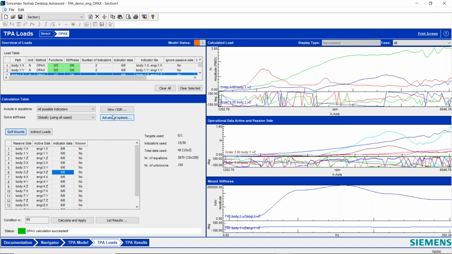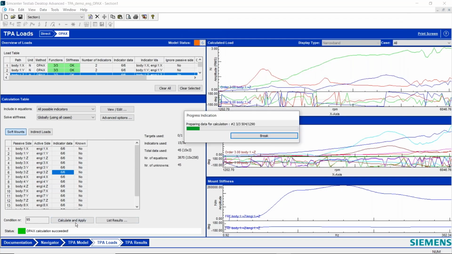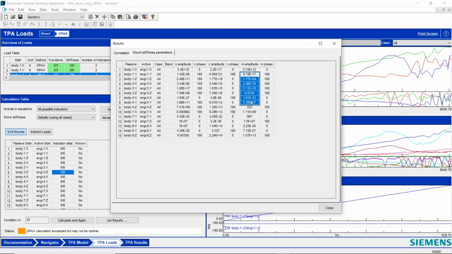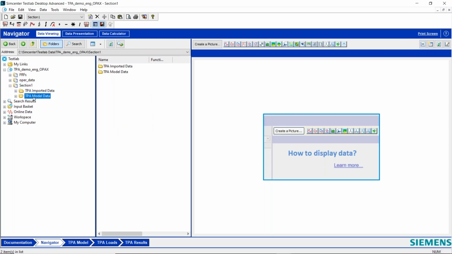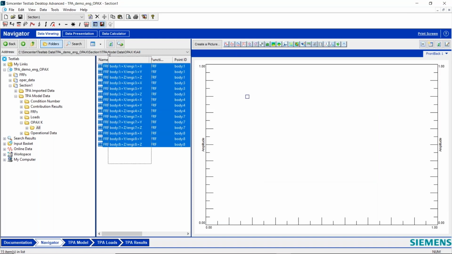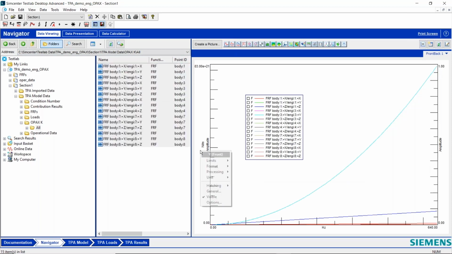If I go back to no reduction here and calculate these results, and go back to the results, now I can start to see mass, damping, and stiffness. And then don't forget, back in the Navigator, we store all these. So we always have in the TPA model, under the OPEX K loads, we show these stiffness curves. So these are my force over displacement stiffness curves. If you want to put it in the millimeter, we can. And so this one is super, super, super high.